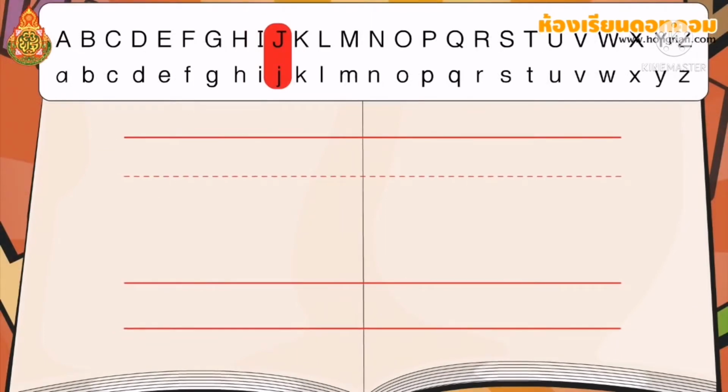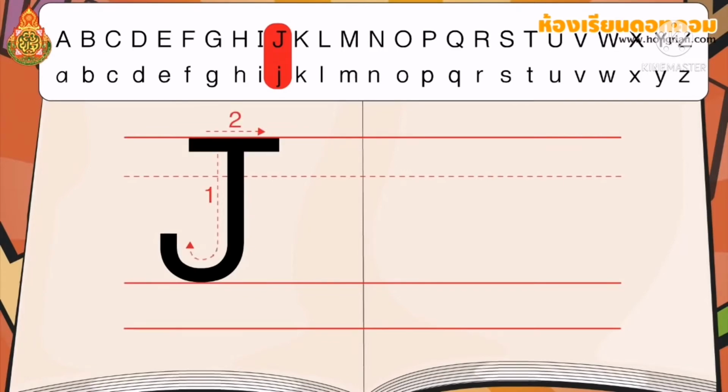Next, capital letter J. Start with 1 and 2. And small letter J. Start with 1 and 2.